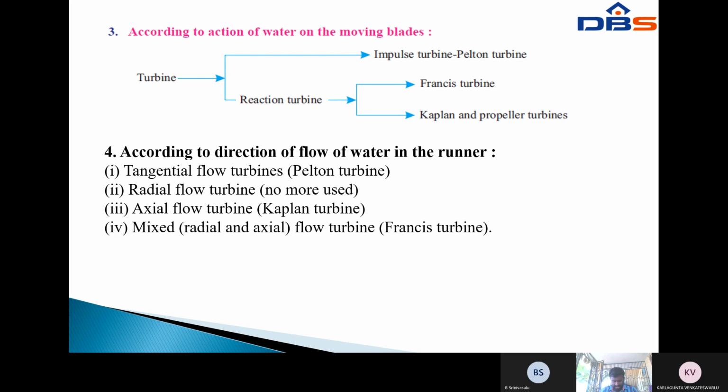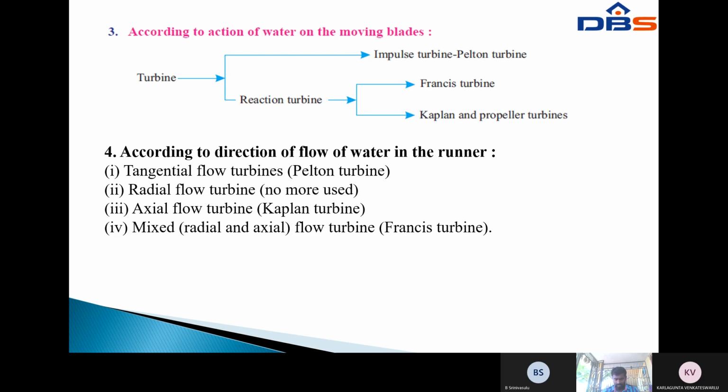Next, according to the head: high head turbines, medium head turbines, and low head turbines. High head turbines means above 250 meters. Medium head turbines means between 60 meters and 250 meters. Low head turbines means less than 60 meters.